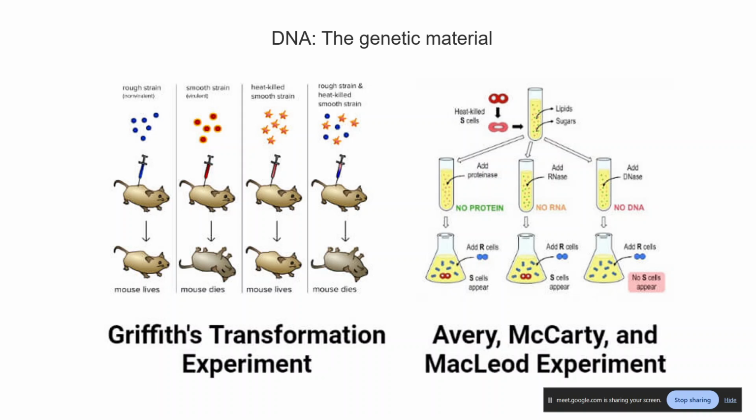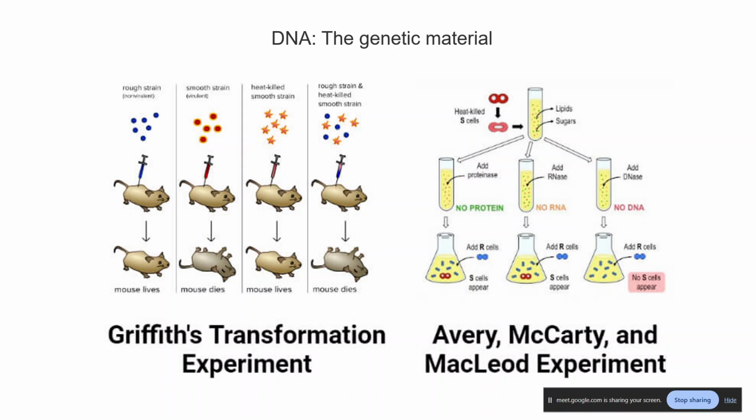Then what they did is they got rid of each component one by one. So in the first tube, you can see no protein. That means they added a proteinase, an enzyme that can just cut up the protein and make it non-functional. So you don't have protein there. Then they added this treated concoction to the R cells. And did they see the S cells appear or not? Yes, they did. So S cells appeared, and when they injected it into the mouse, it died.